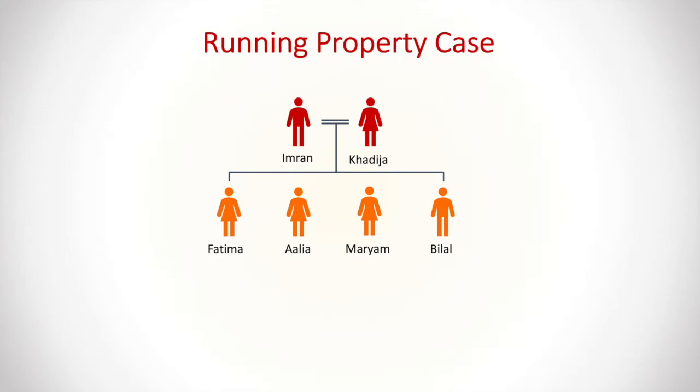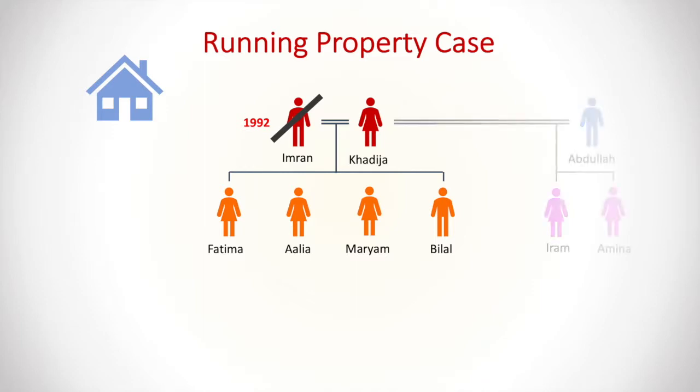So imagine this case where Imran and Khadija are married and have four children, Fatima, Alia, Maryam, and Bilal. They live in a house together, and in 1992, Imran died. Imran owned the house and some other property, but the house is the main chunk of his inheritance. The property was not distributed, and Khadija subsequently married Abdullah and had two more children, Iram and Amina. Again, the property has not been distributed yet, and many years have passed.